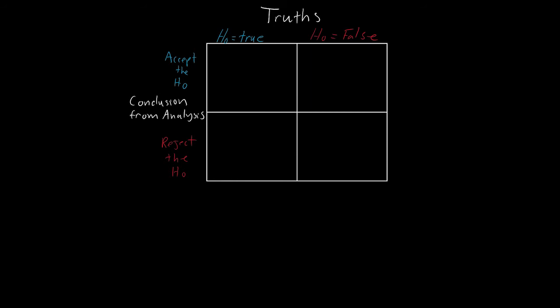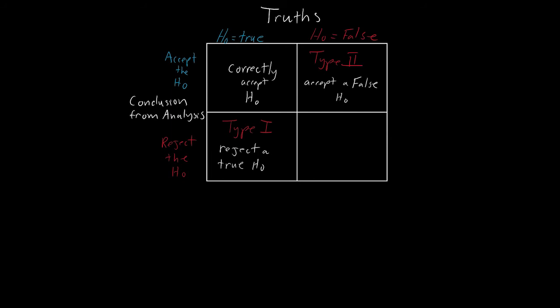If we accept the null hypothesis and the truth is that the null hypothesis is true, then we have correctly accepted the null hypothesis. However, if we accept the null hypothesis and the truth is that it is false, we are committing a type 2 error, and now we've introduced a false negative. Likewise, if we reject the null hypothesis and it's true, we're committing a type 1 error, introducing a false positive. And if we reject the null hypothesis and the truth is that it is false, then we have correctly rejected the null hypothesis.